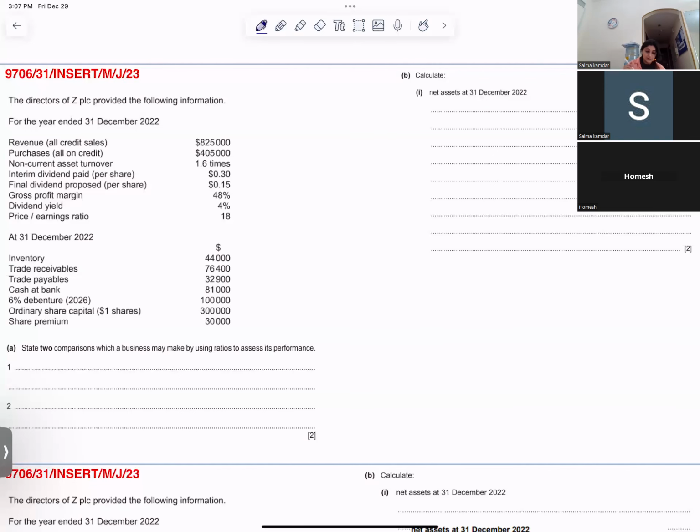So we are doing which paper? May-June 2023, paper 31 for ratio analysis. We'll read the question. After reading the question, if they don't give us figures directly, that means they are going to give us ratios, and with the help of ratios, we will have to find out the missing information. Let's see, this is for the year ended 31st December 2022.